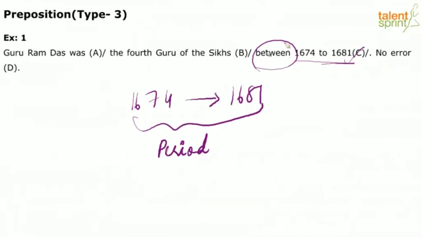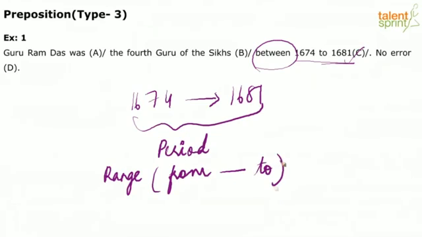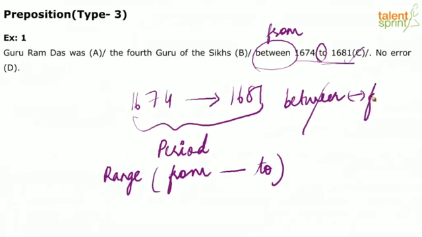So that is the reason when you're talking of a range, we always say from and to, which means we have to correct it. To we already have, between has to be replaced with from, right?